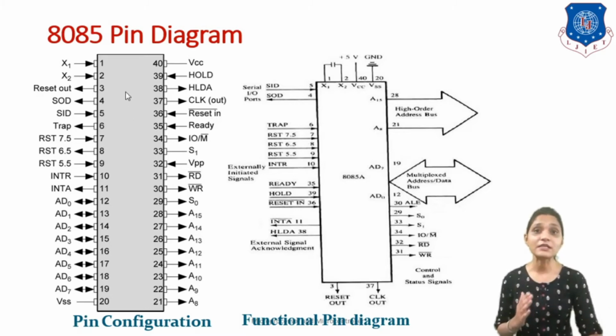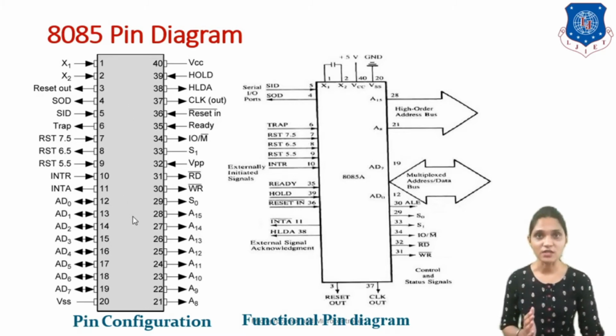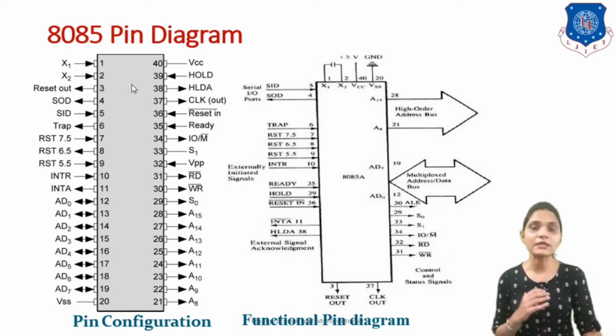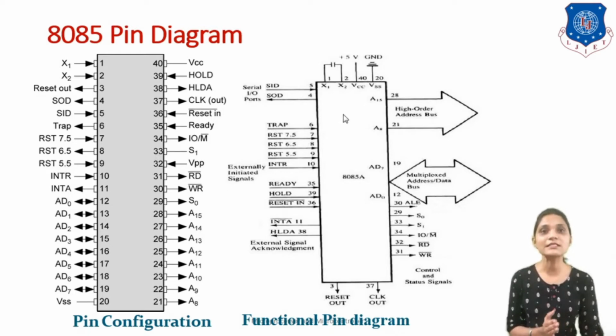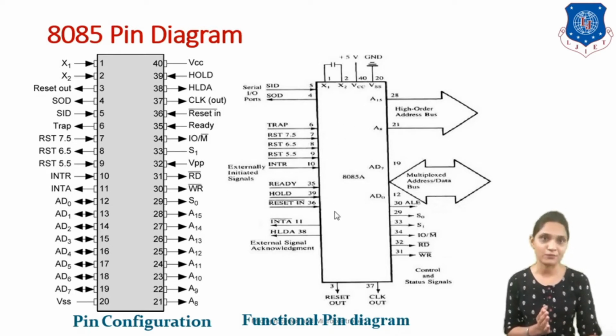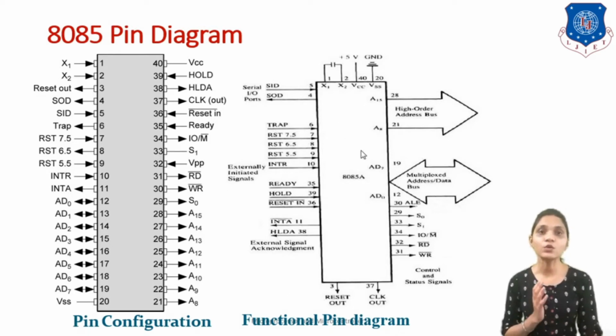So this is basically the 40 pin structure, but if we try to understand these pins individually, it will be very tough. If we group these pins, then the task will be easier. So this is its functional pin diagram. In this we have divided all the pins into groups, basically 6 groups.